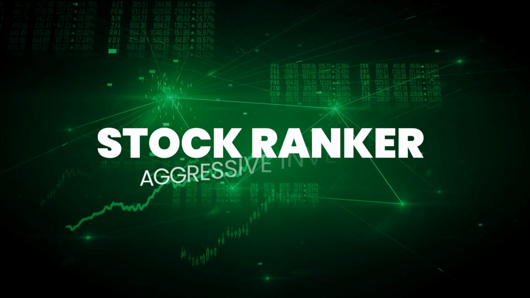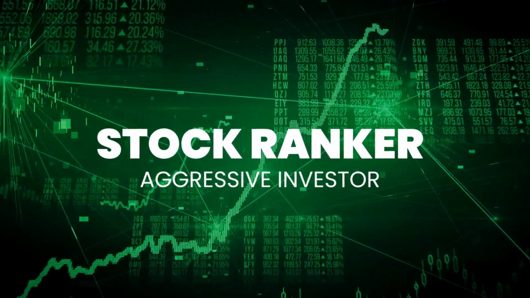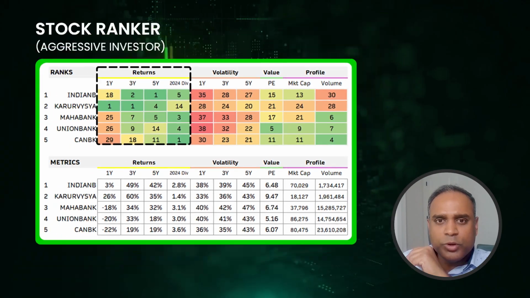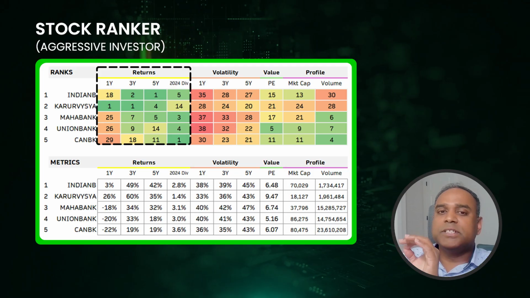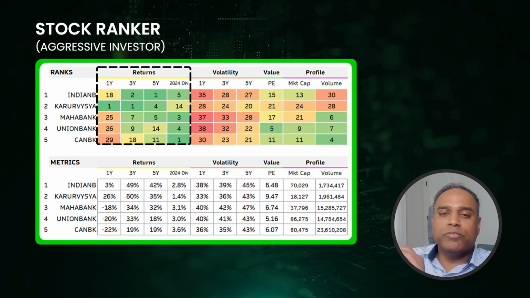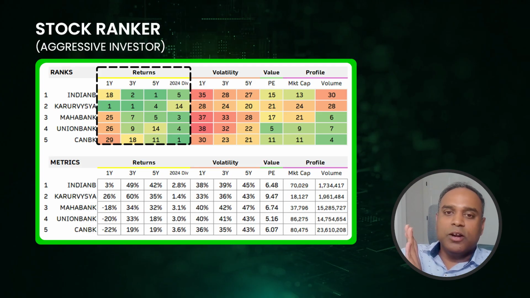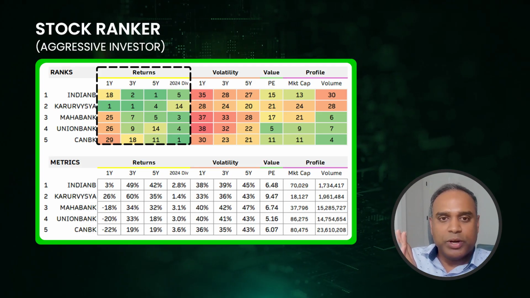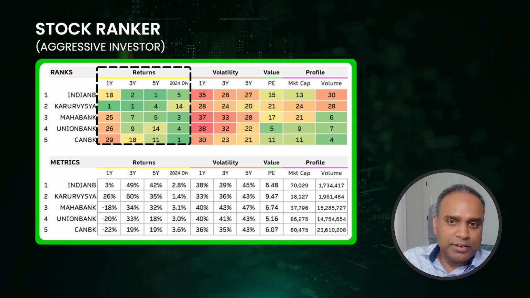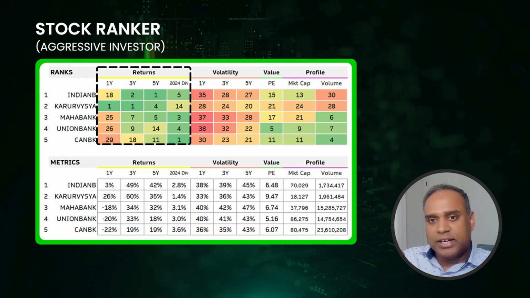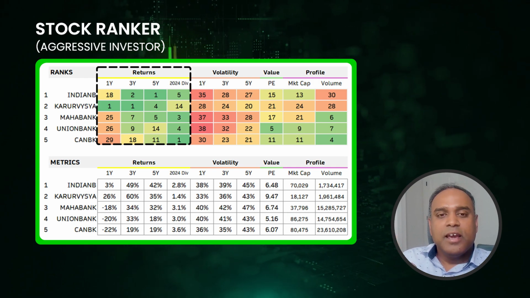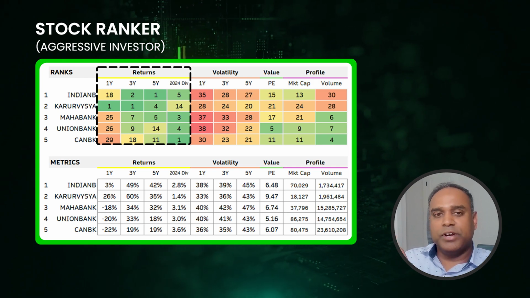The first one I'm going to show you is an aggressive investor profile. In this case, if you look at all the 10 metrics, the table represents the rank of each of the banking stocks based on these metrics. Each column represents a different metric: 1-year return, 3-year return, 5-year return, dividend. Each of these 10 columns is a metric, and each row represents a different bank.